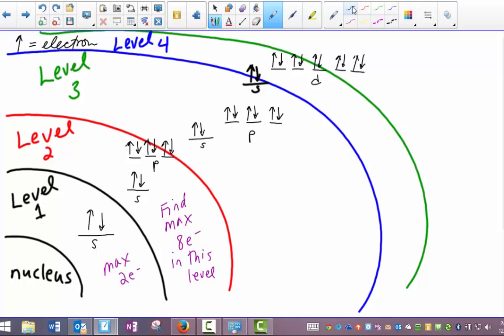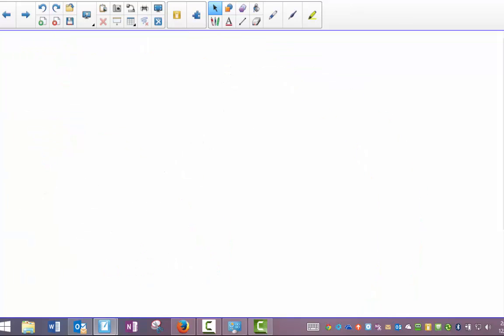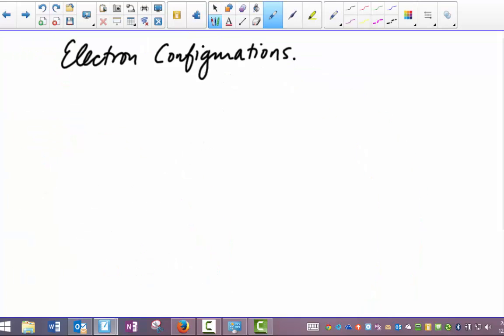Now this diagram with the arrows is a little higher level than I wanted you to have, but it's going to help you in high school, so I thought I would just give you the correct information. Let's get right into how to draw an electron configuration. So here's how you do it. We're going to start off with the easiest element, hydrogen.